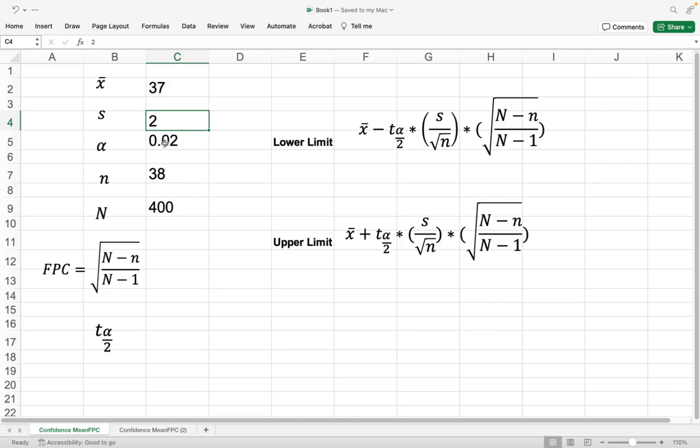And we need to make a 98% confidence interval. When we make a 98% confidence interval, alpha would be 1 minus 98%. 1 minus 98% would be 2%. So alpha, the level of significance, would be 2%. So to find FBC, I need the square root of population size minus sample size divided by population size minus 1.